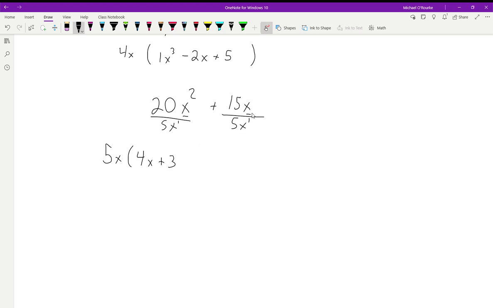x to the 1 divided by x to the 1, these are both 1s. 1 minus 1 is 0. I end with that. Okay? So there's your common factor.